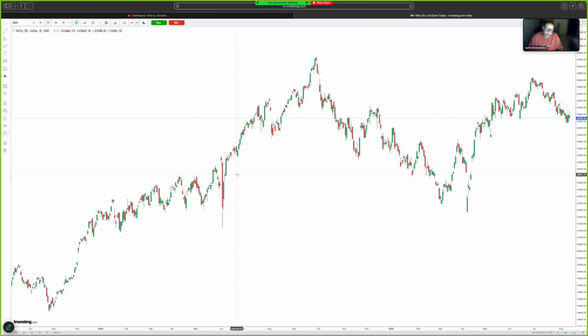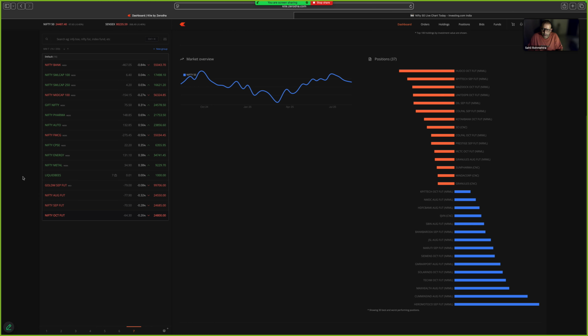Let's begin. Currently, I have just added three contracts here. You can see this is Nifty August, Nifty September, and Nifty October. Nifty August is priced at 24,550. Nifty September is 135 points higher, which is 24,685. And Nifty October is at 24,800, which is roughly 250 points higher than the August future.